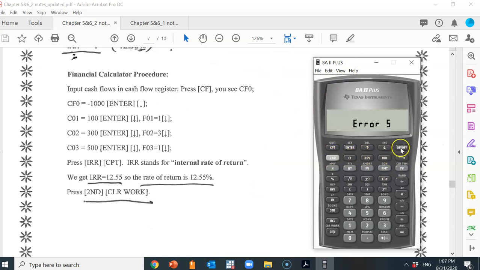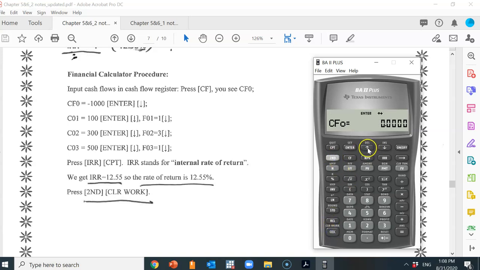There's an error here. It could be that I changed our cash flow 4 to 0 and I have a frequency of 1. So let me change this frequency to 0 as well. So I guess the best way for me now is to use second clear work. You can see clear work is the CE/C key here. So all the cash flows are wiped out, back to 0.